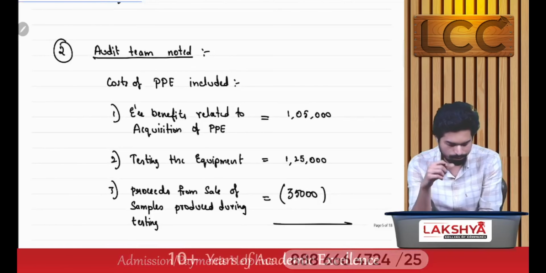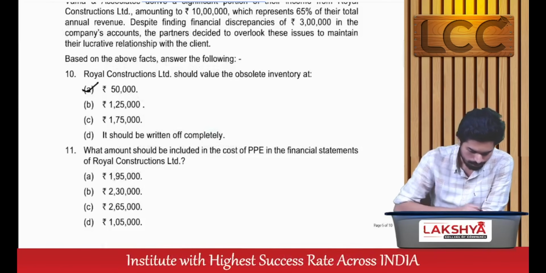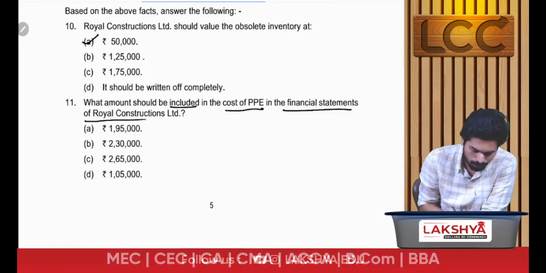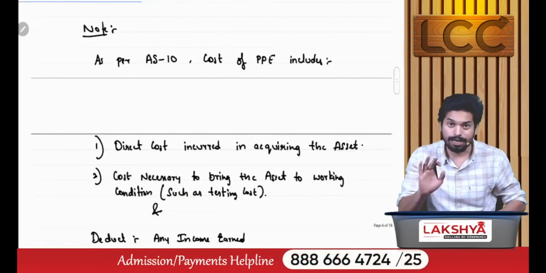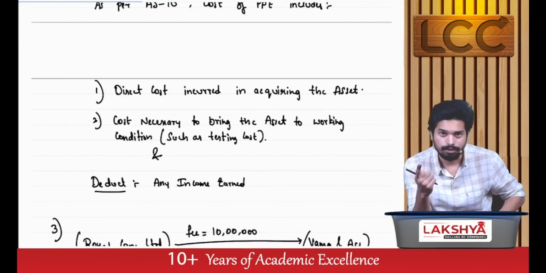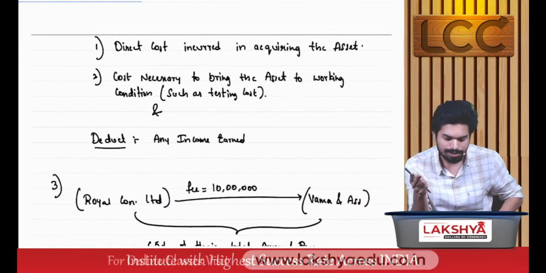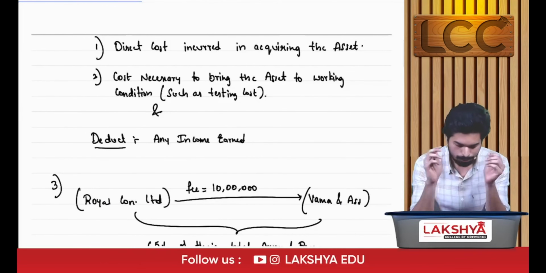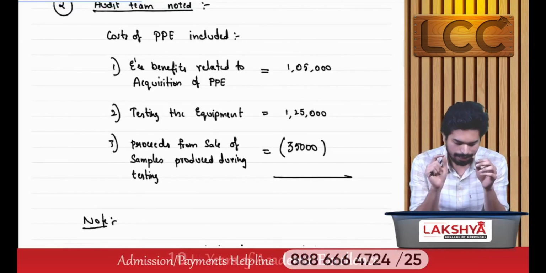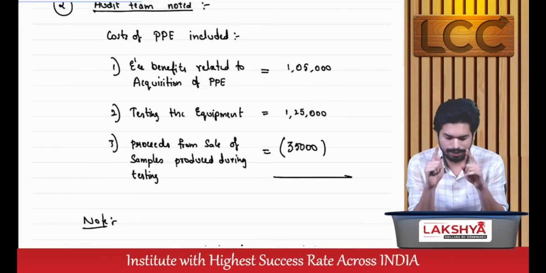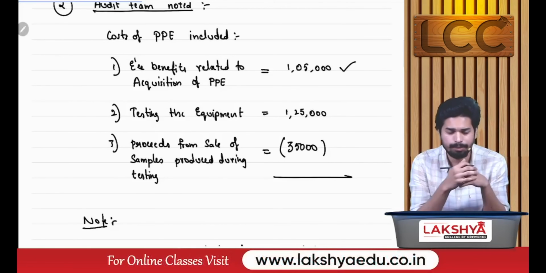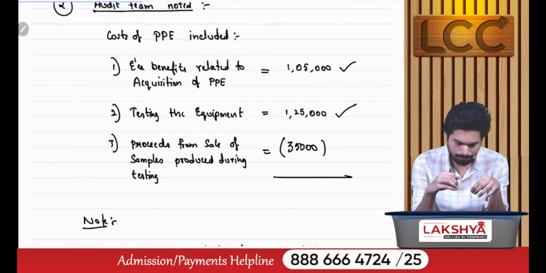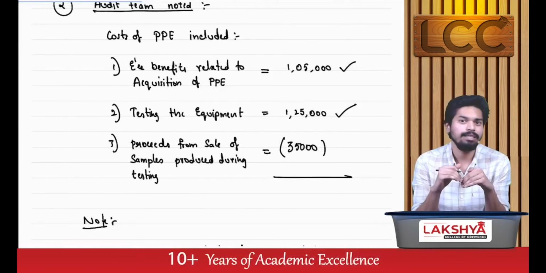Next, audit team noted cost of PPE included... The question here is, what amount should be included in the cost of PPE in the financial statements of Royal Constructions Limited? As per AS 10, the cost of PPE includes, first, direct cost incurred in acquiring the asset. Second, cost necessary to bring the asset to working condition, such as testing cost. And lastly, you have to deduct any income earned. So employee benefits related to the acquisition of PPE is a directly attributable cost, which we have to include in the cost of PPE. Testing the equipment is also a directly attributable cost, we have to include this also. And proceeds from sale of samples produced during testing is an income earned, so we have to deduct this.